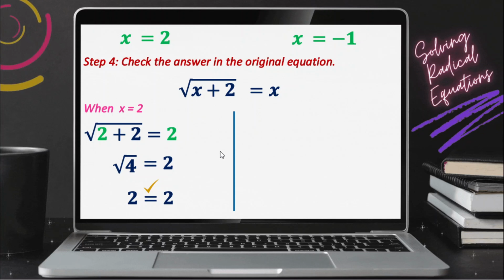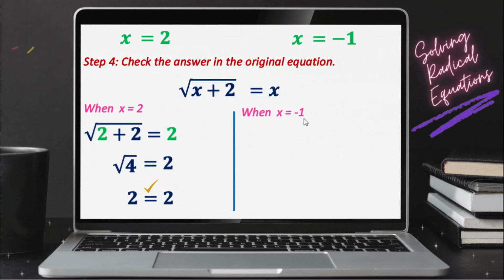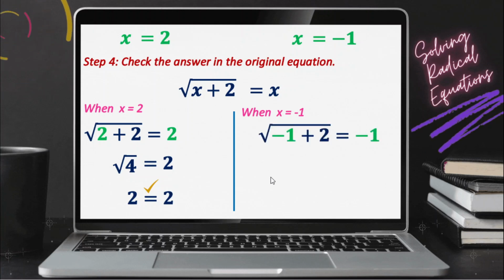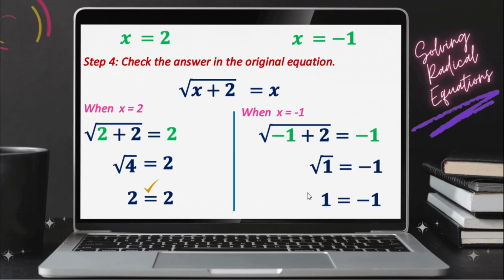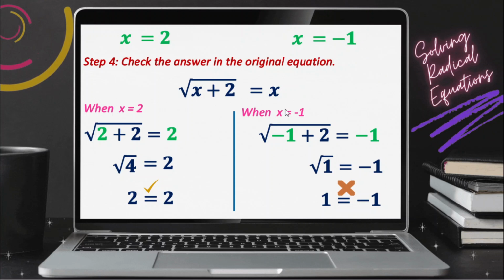Of the radical equation the square root of the binomial x plus 2 is equal to x. How about negative 1? When x is negative 1, we substitute as well. Let's check, of course, whether it is also a solution. So, we have the square root of negative 1 plus 2 is equal to negative 1. Then, negative 1 plus 2 is 1. So, we have the square root of 1. The square root of 1 is 1, is equal to negative 1. So, is 1 equal to negative 1? Of course not. So, therefore, negative 1 is not a solution.